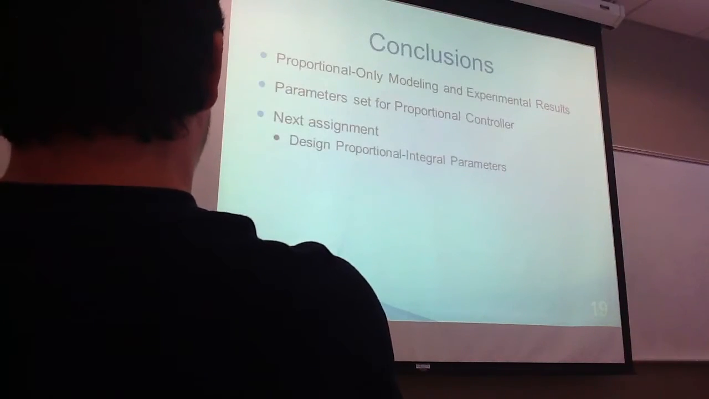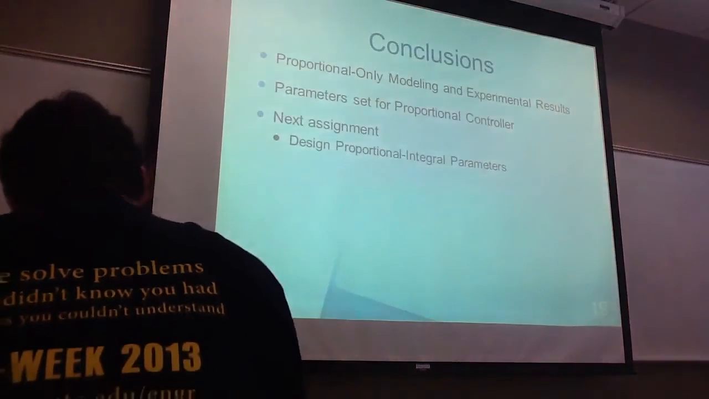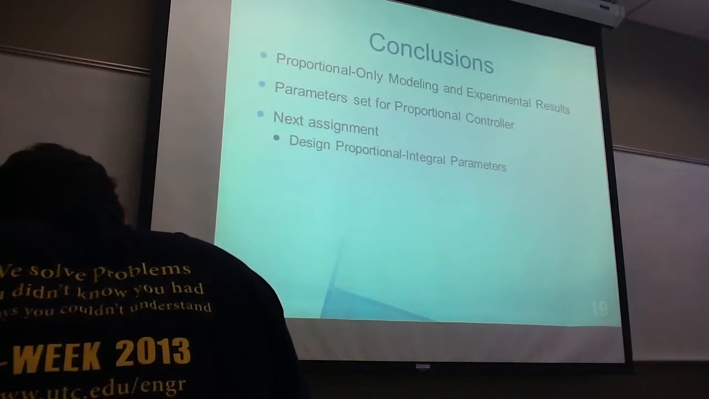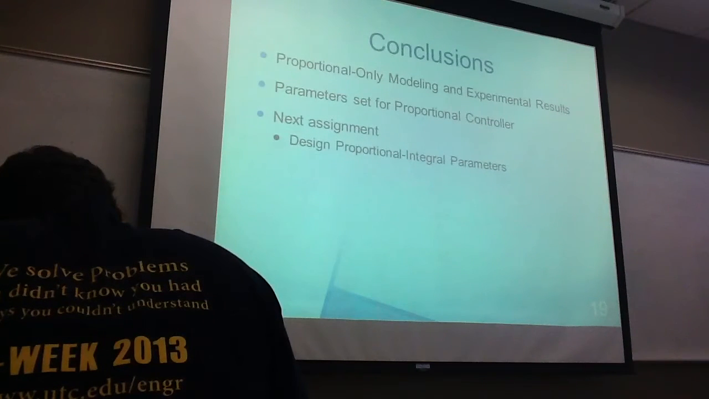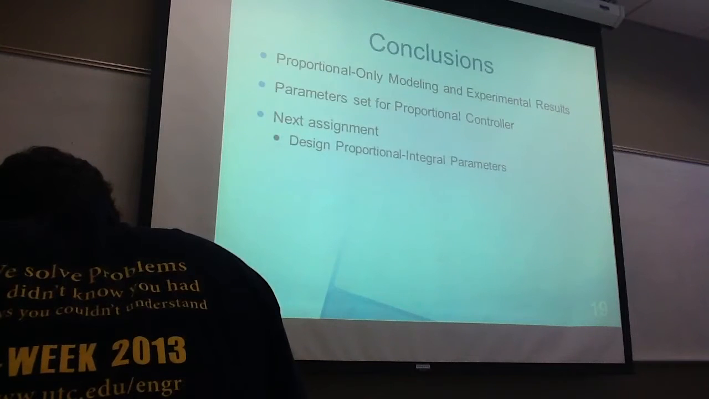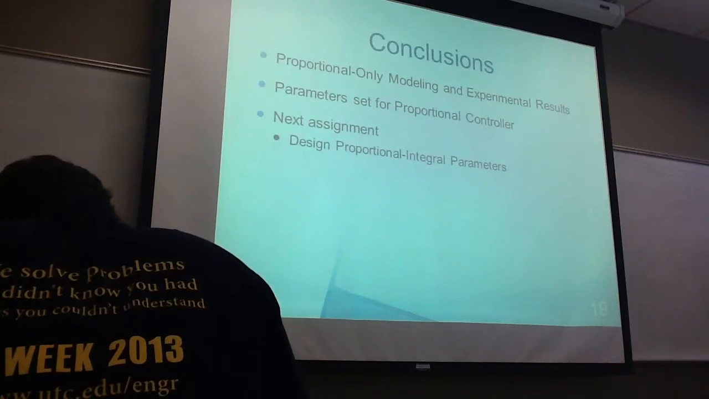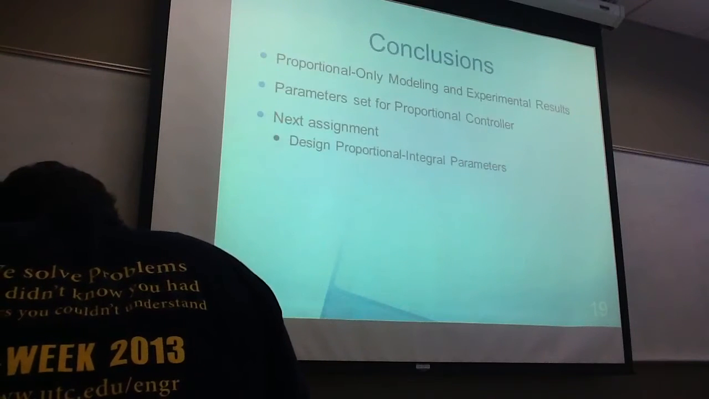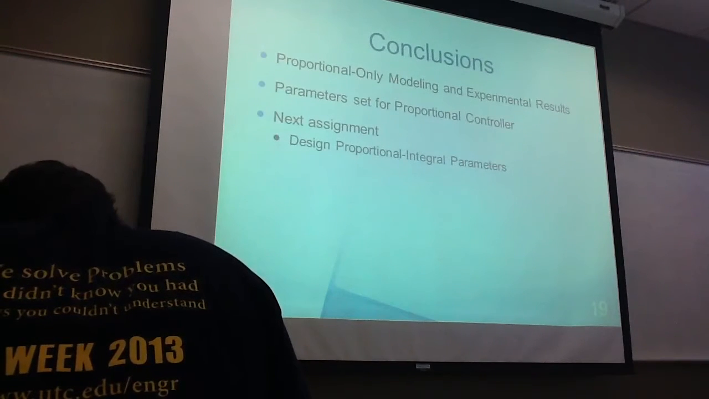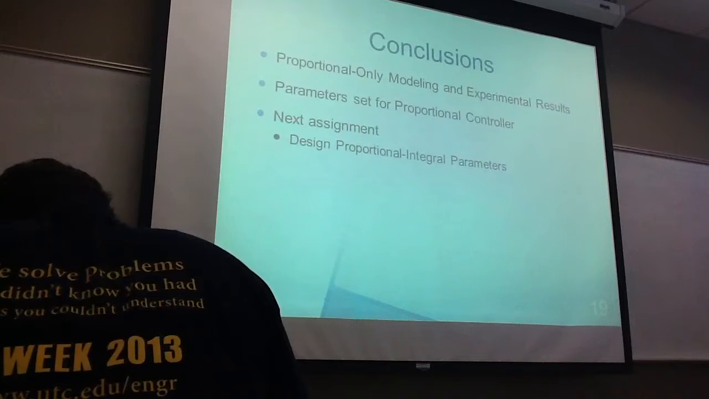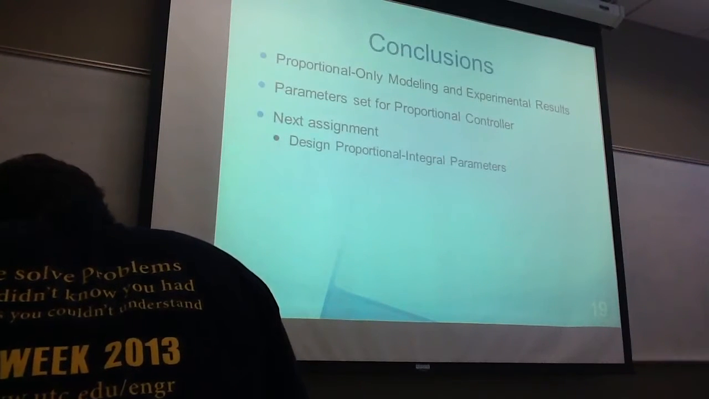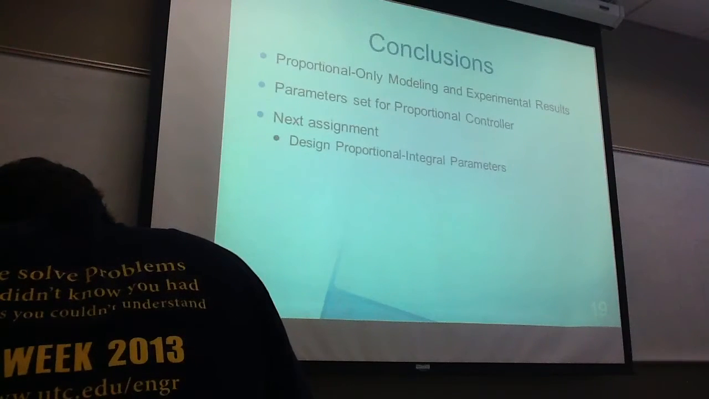And today, in conclusion, we went over the proportional only model and experimental results. We found that the differences between the experimental results and the modeling results were just inconsistencies with the system and system error. We found the parameters are set for the proportional controller. And for the next assignment, we will design proportional integral parameters.